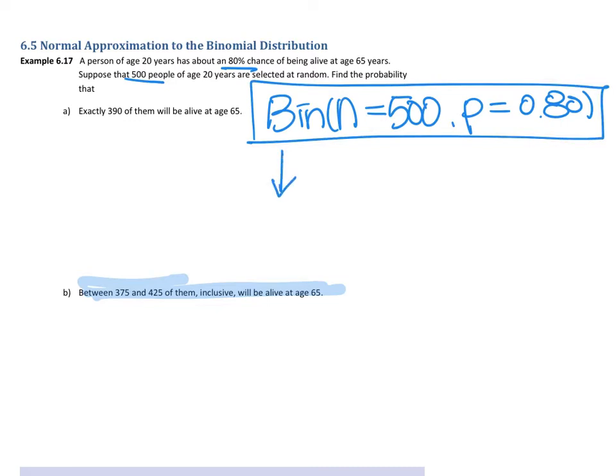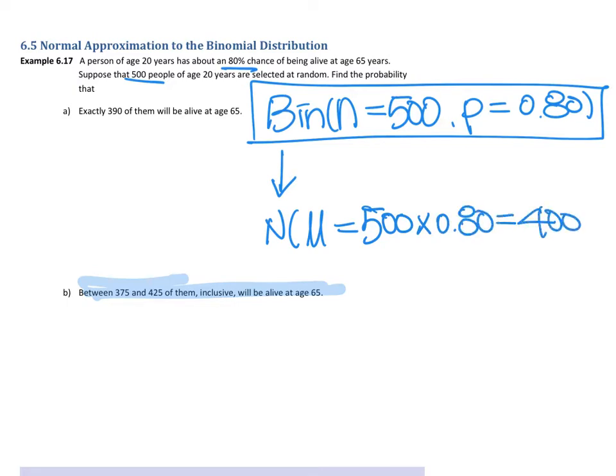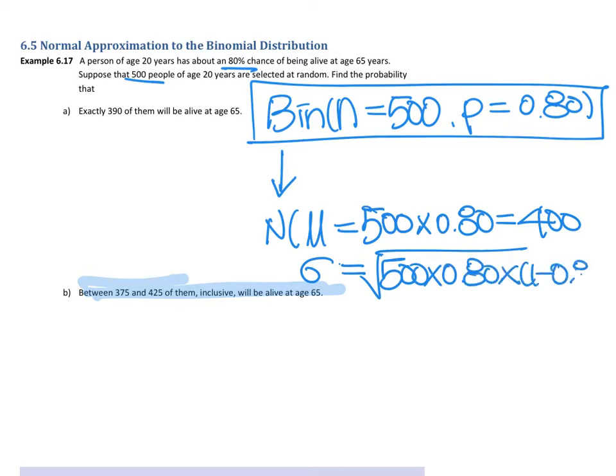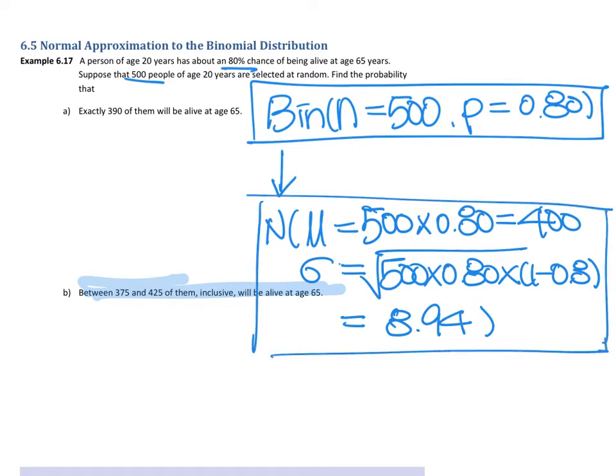So we have a normal distribution with a mean equal to 500 times 0.8, which was 400, and the standard deviation will be the square root of n times probability times 1 minus the probability, which was 8.94. So now we have a normal distribution approximately.